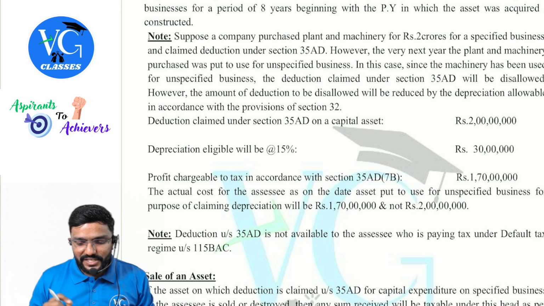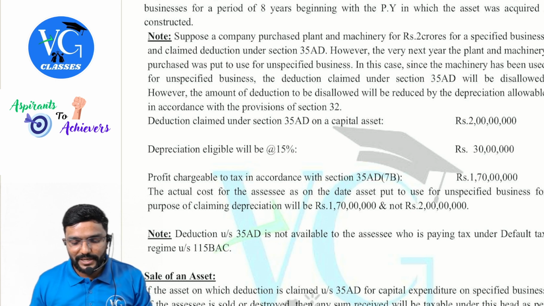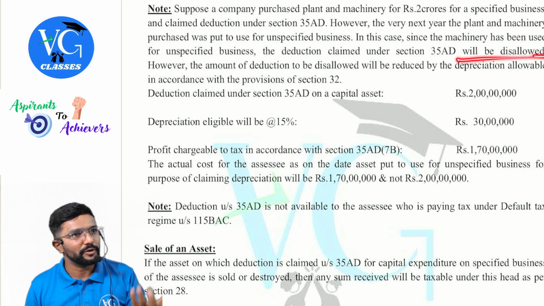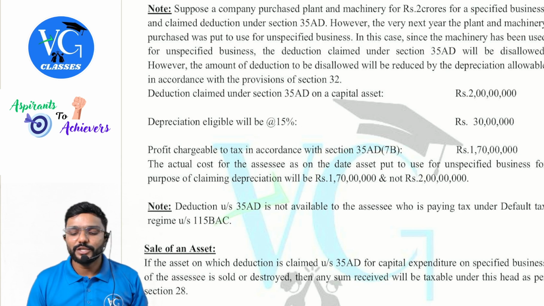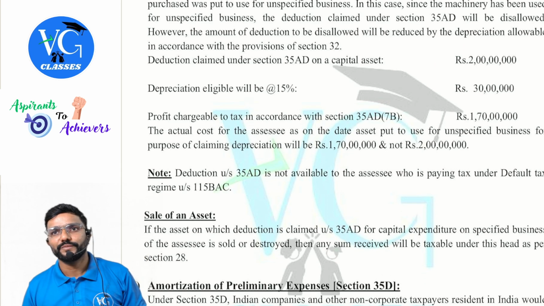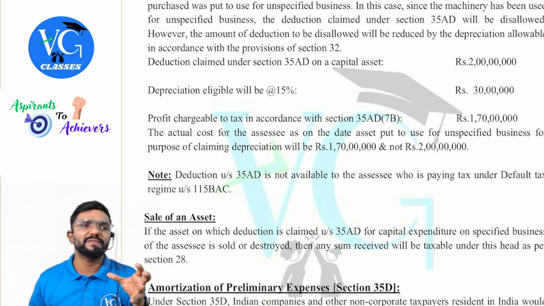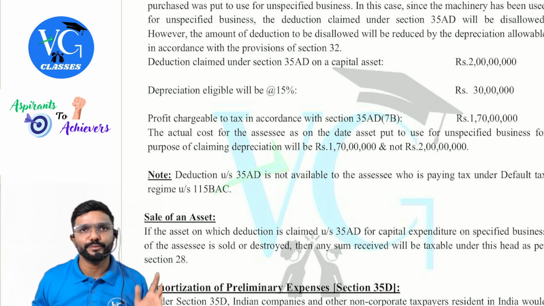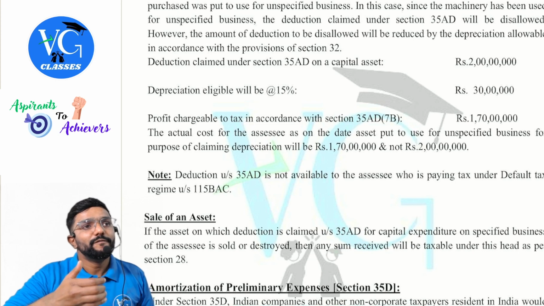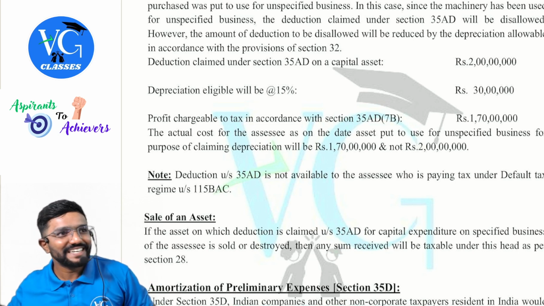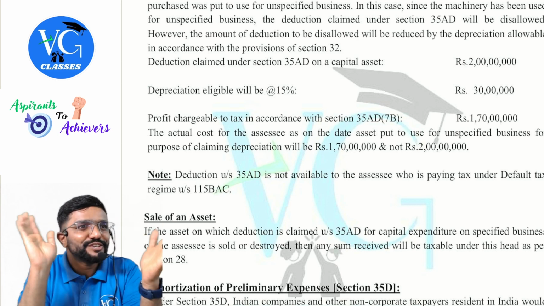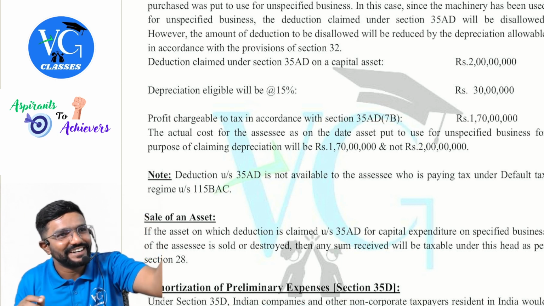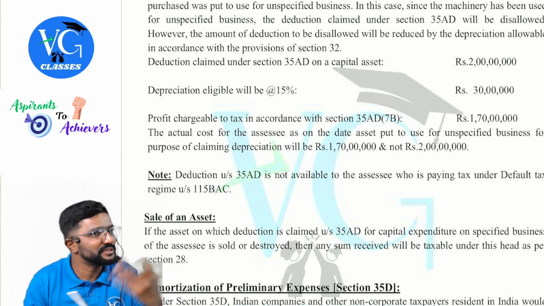In this case, since the machinery has been used for unspecified business, the deduction claimed under section 35 AD will be disallowed, meaning it will be taken back. However, the amount of deduction to be disallowed will be reduced by depreciation allowable. What is the total deduction they have claimed, guys? 2 crore. See, if you have claimed 100% deduction, will they give depreciation on it? No. But when you are going back again, they are taxing you this amount. They are telling we will reduce to the extent of depreciation, because if you had not claimed 35 AD deduction last year, at least you would have claimed depreciation. That much we will give.